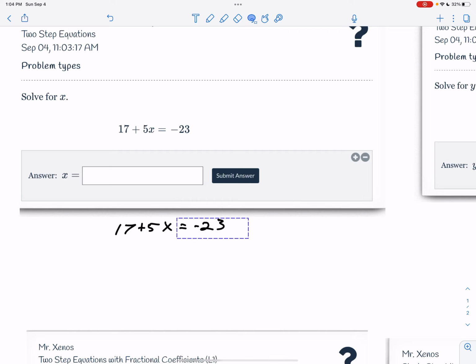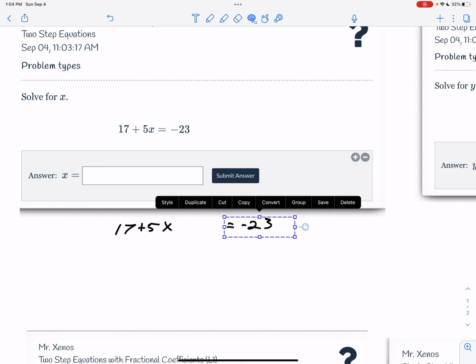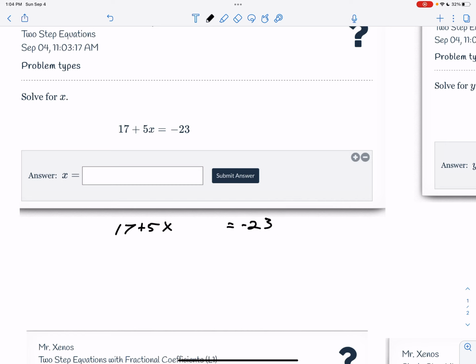So when I'm looking at this thing, I'm looking at 17 plus 5x equals negative 23. So I don't like this positive 17. That's a term all by itself. That is why I'm going to subtract that term. I don't want to accidentally confuse that with multiplying or dividing. It's just this term by itself. I don't want it on the left side. I want to get it over to the right side, because I want to have my x by itself.